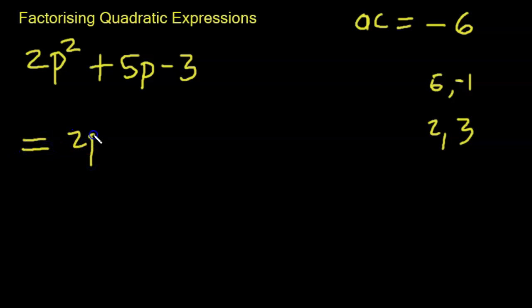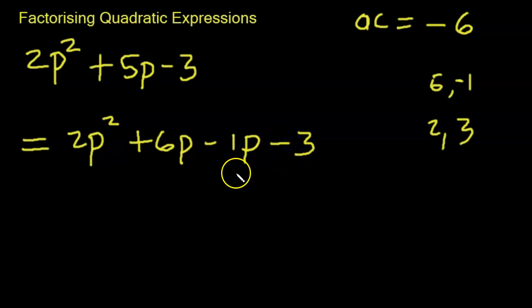So we have 2p squared. It's up to you if you want to put the minus 1 first or the positive 6 first. Let me put the positive 6. So I have 6p minus 1p minus 3. Notice it's still 5p we have in the middle.